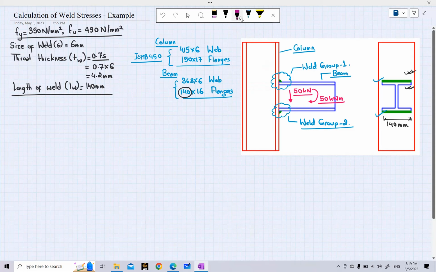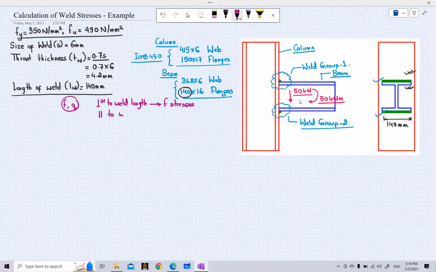Before proceeding with the calculation, let us see what kind of stresses these shear forces and these moments create. In our last class, we discussed F and Q stresses. If the stresses are perpendicular to the weld length or weld run, we call those stresses F stresses, and if the stresses are parallel to the weld length, we call these stresses Q stresses.